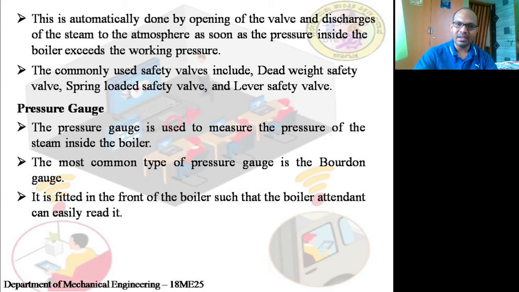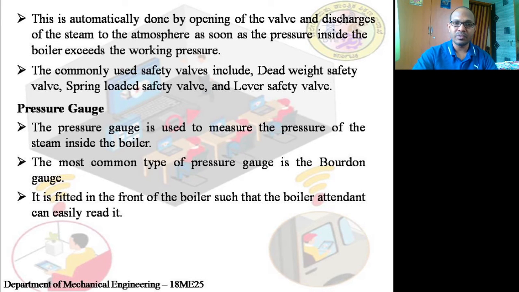This is done automatically, by opening up of the valve and discharging the steam to the atmosphere as soon as the pressure inside the boiler exceeds the working pressure. Whenever the pressure exceeds the working level, then automatically it just opens and releases the pressure. Once it comes down, then automatically it just closes. That is the beauty of these safety valves, and anybody should expect this to be there.